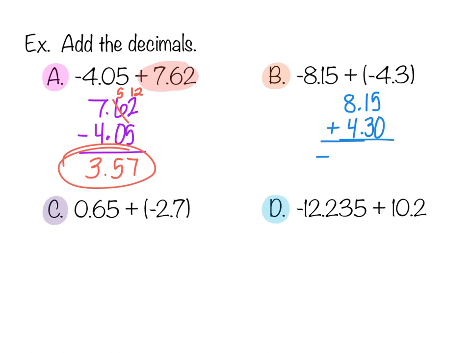So 5 plus 0 is 5. 1 plus 3 is 4. Drop down the decimal point. 8 plus 4 is 12. Same signs, keep the sign, and add makes it negative 12.45.